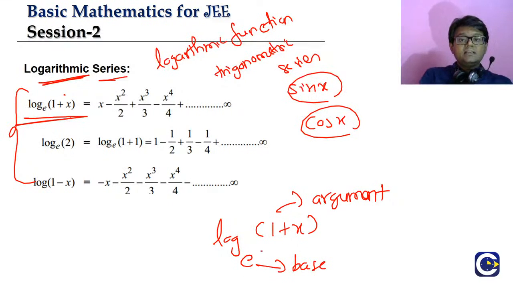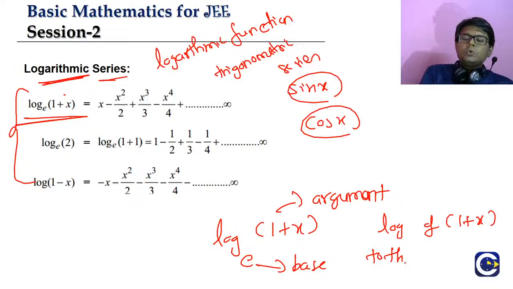What is this e? The e that we saw just before, the exponential constant. So if you have the log of 1 plus x, this is how we'll read it: log of 1 plus x to the base e. That is how we will read it.